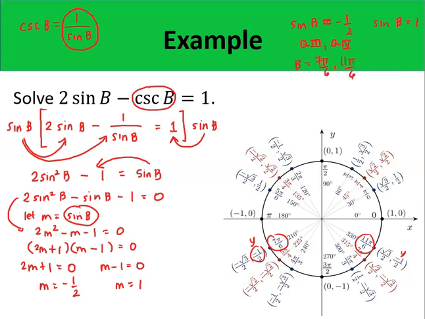Now, for sine b equals 1, this is a quadrantal angle because pi over 2 has y coordinate equal to positive 1. So that means b is equal to pi over 2. So the solutions of this equation are 7 pi over 6, 11 pi over 6, and pi over 2.